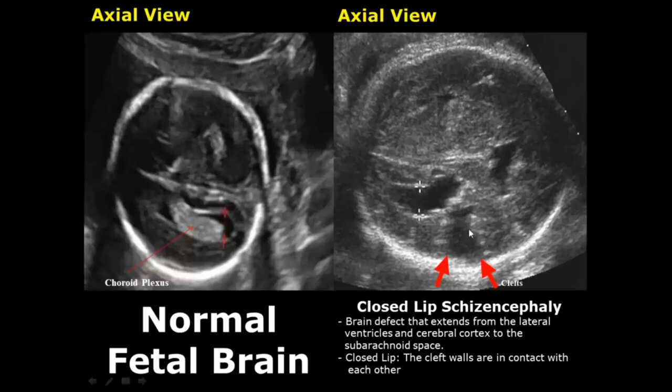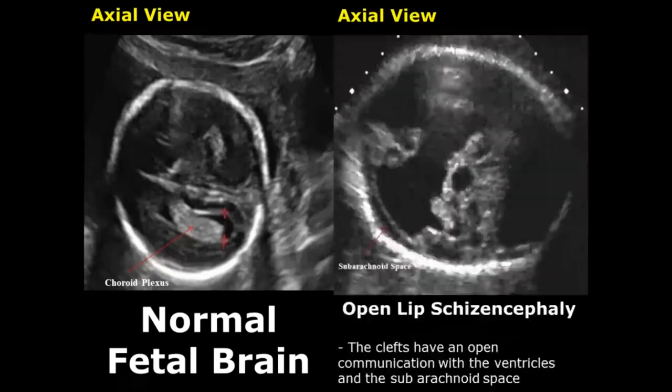In closed lip schizencephaly, the walls of the cleft are in contact with each other, which means there is no open connection between the cleft that reaches from the lateral ventricle and the subarachnoid space. There is no open connection. In the open lip type, the walls of the clefts have separation and there is direct connection from the lateral ventricle to the brain surface.